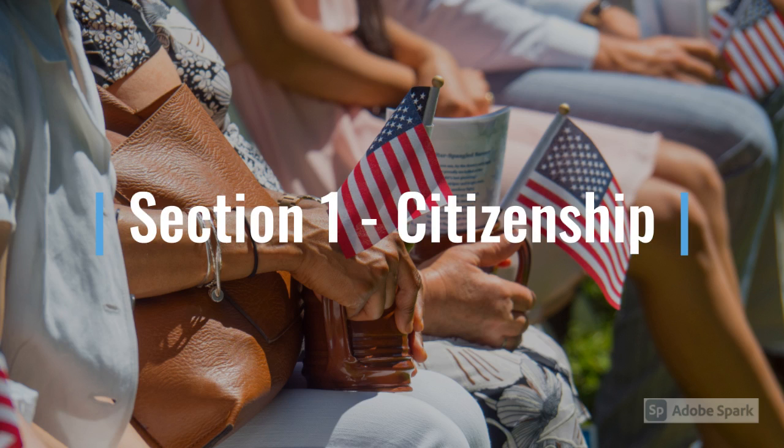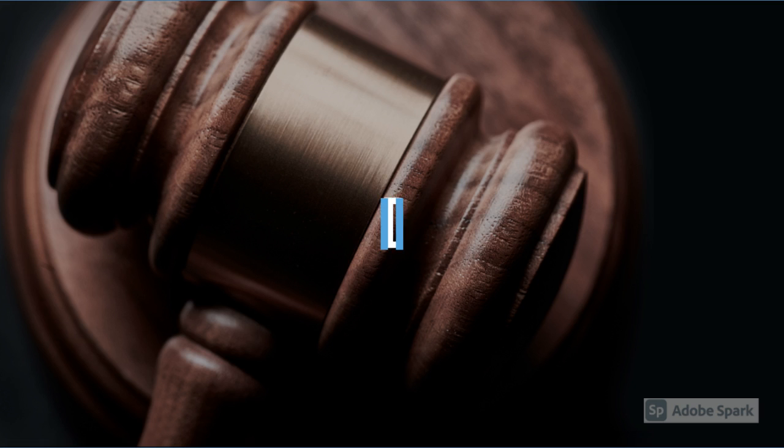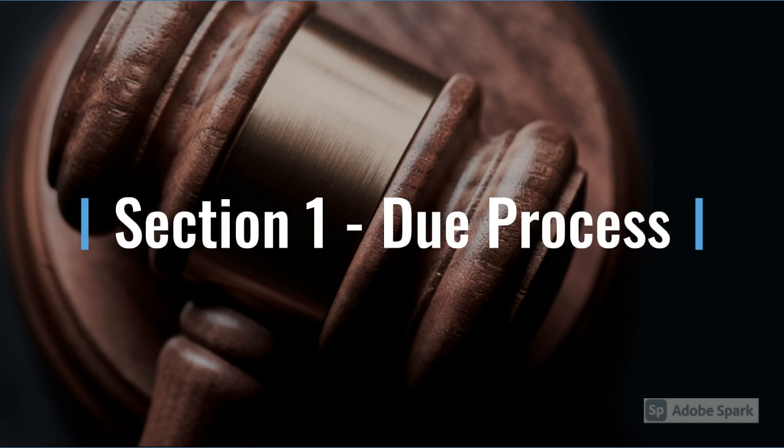Section 1 says, "All persons born or naturalized in the United States are citizens of the United States and of the state wherein they reside." This section defines what a citizen is and says that states cannot deny life, liberty, or property without due process of law. The Due Process Clause, part of Section 1 of the Amendment, echoes the 5th Amendment.